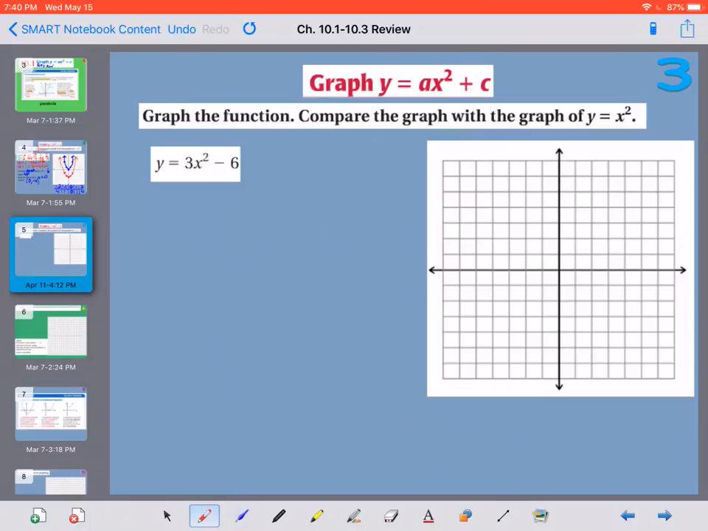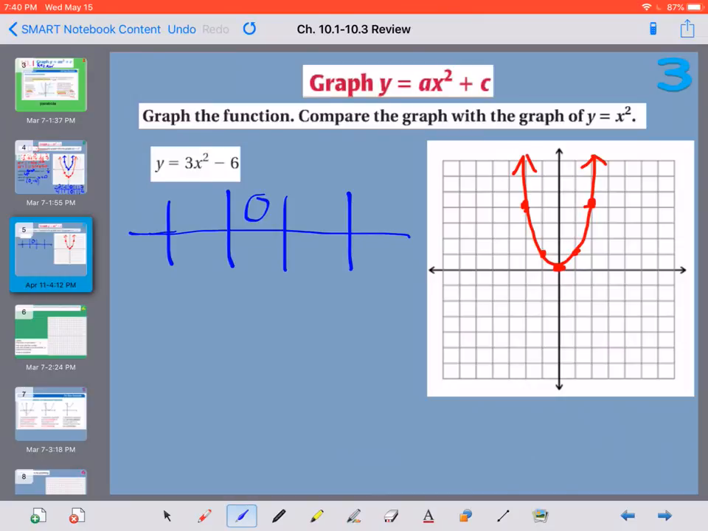Alright, now we're going to try this one again. We're going to compare something. So again, I'm going to put my parent graph on here. So 0, 0, 1, 1, negative 1, 1, 2, 4, and negative 2, 4. There's our parent. Now we need to figure out our other one, y equals 3x squared minus 6.